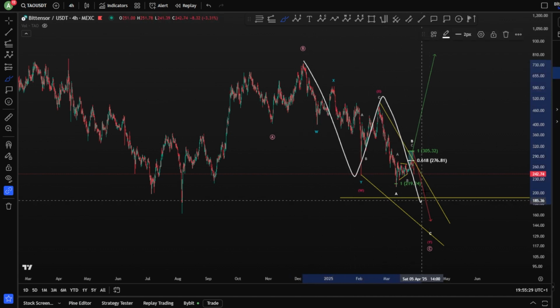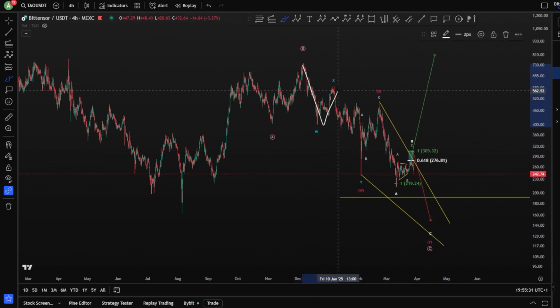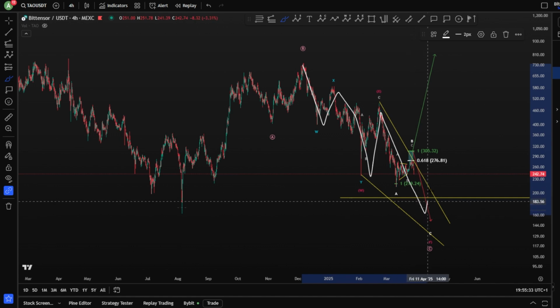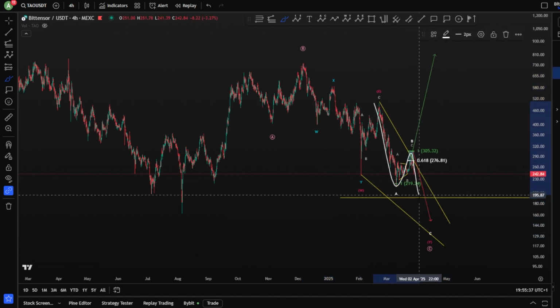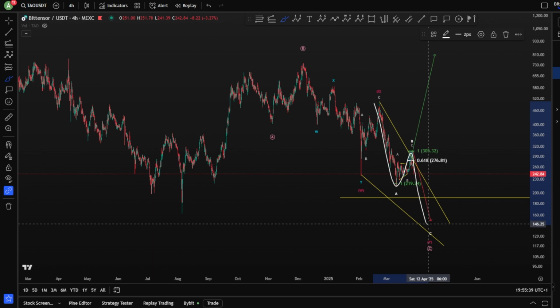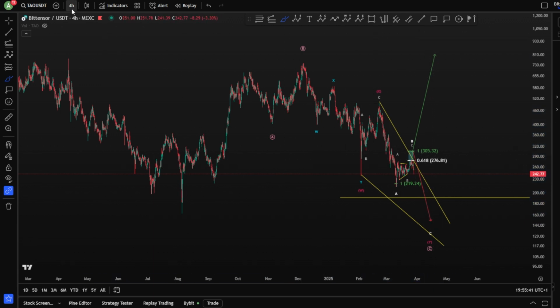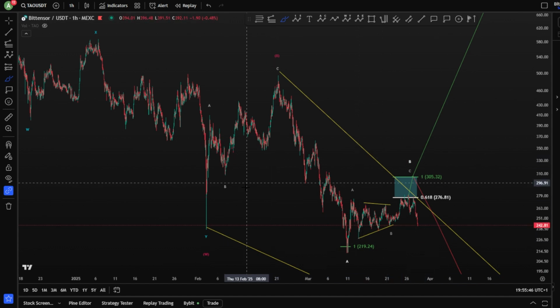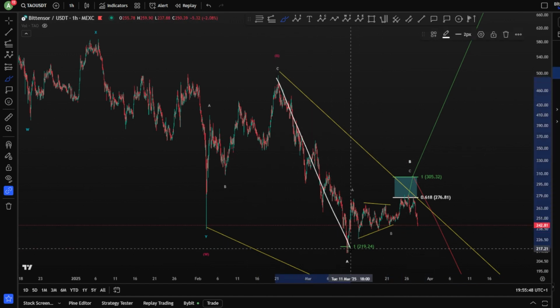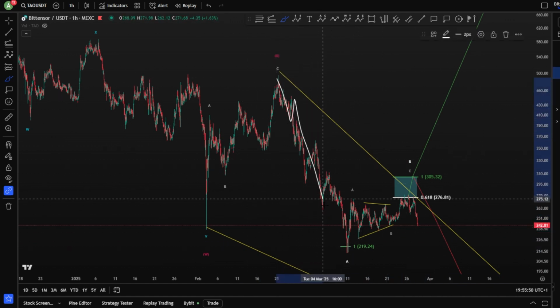Only can be ending diagonal or, of course, W, X, and a Y here for a zigzag. Somehow this zigzag has finished the first wave A and B as well, and you're looking for a wave C. If we dive a little bit in the micros on the 1 hour chart, as you can see, after the wave A here finished, we have a clear impulse.